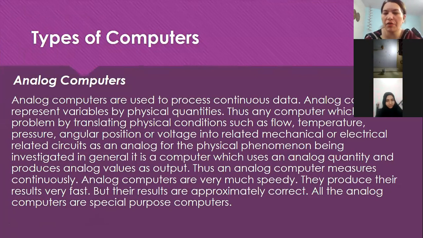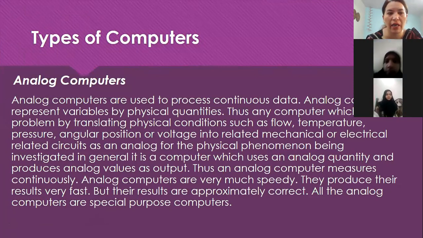There are 3 types of computers according to data types. Number 1 is analog, number 2 is digital, and number 3 is hybrid computers. Analog computers work in a continuous form. It is not that you will have a particular number, that is zeros and ones.